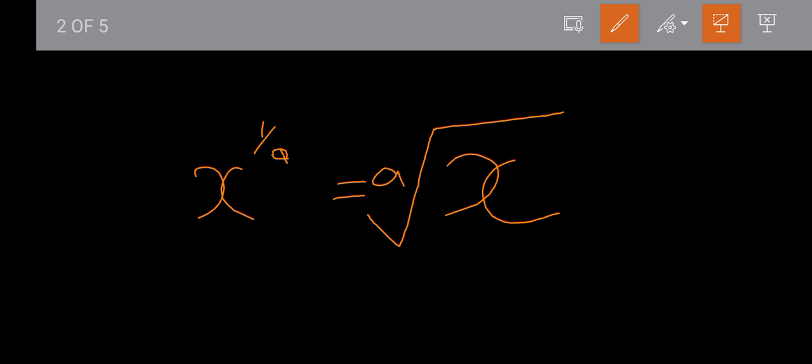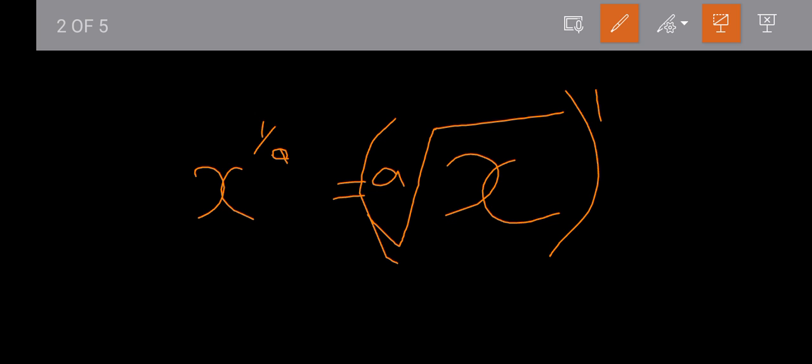Now, look at this closely. Whenever you have a fraction index, the first thing you want to do is determine the root of the denominator, the power and roots of the denominator. The denominator is the root, and then the base comes inside to the power of the numerator.